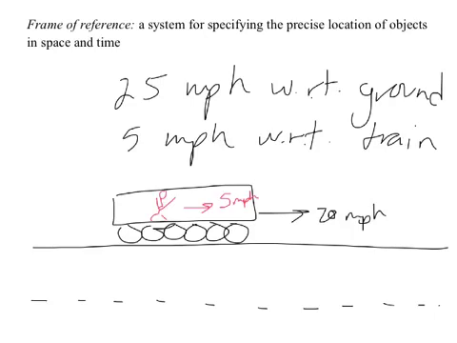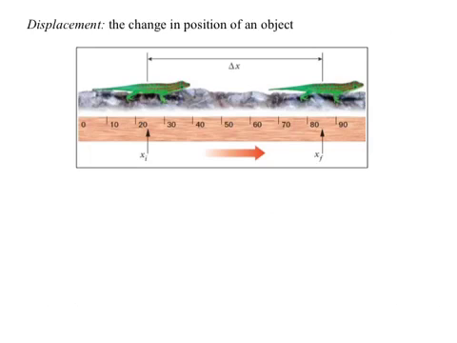So keep in mind our frame of reference and consider the fact that we're really on Earth, which is always in itself rotating. The next term we need to define is displacement. Remember that displacement is the change in the position of an object. In this case, we're talking about the final position minus the initial position.